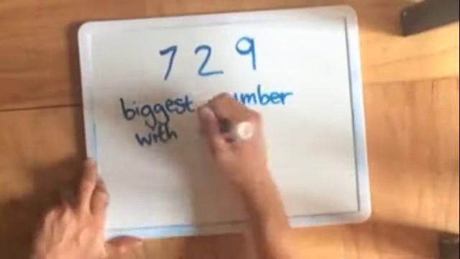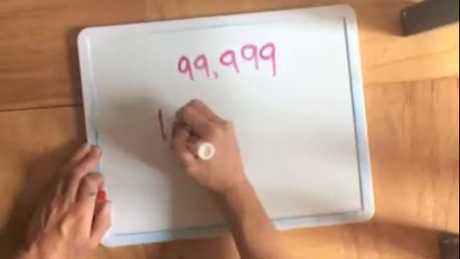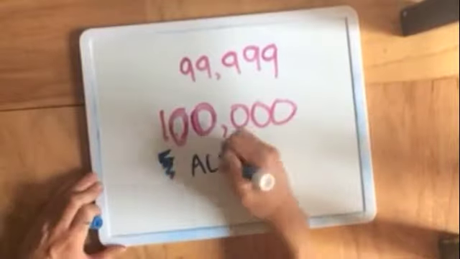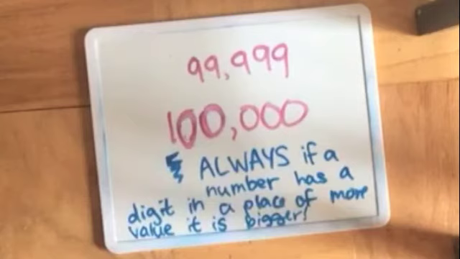If I'm trying to make the biggest number with digits, I have to use the biggest number, or 9, in the furthest place to the left, because that place is worth the most. No matter what, I always want my biggest digit to be in the highest place value. So if I look at the number 99,999, it looks like it might be as much as a million. Always, if a number has a digit in a place of a greater value, it is bigger. So a million is bigger than 99,999 because it has a digit in the millions place.